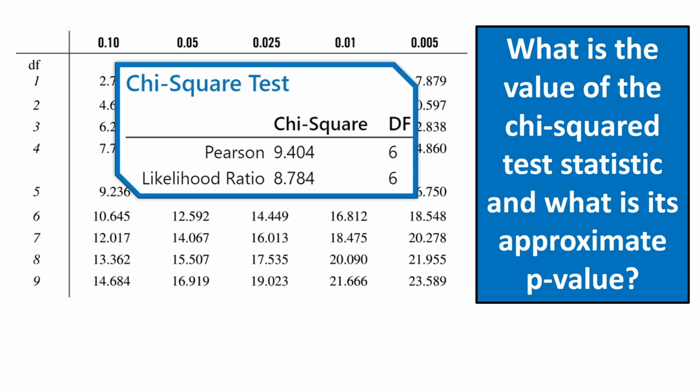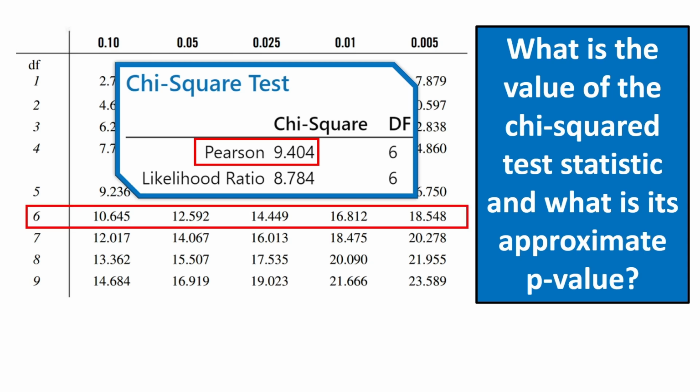Right, so one of the points of doing this exercise for this slide is you will probably be shown a chi-squared table like this one where there's more than one test statistic, and you need to know that the test statistic that we talk about is the first one. It's the Pearson chi-squared statistic. So here our test statistic is 9.404. And if you look at the table, you can see 9.404 is less than 10.645. We're looking at 6 degrees of freedom.